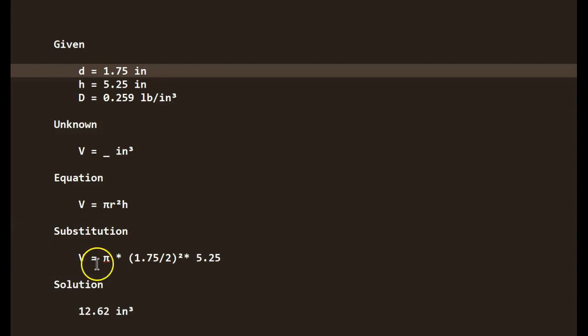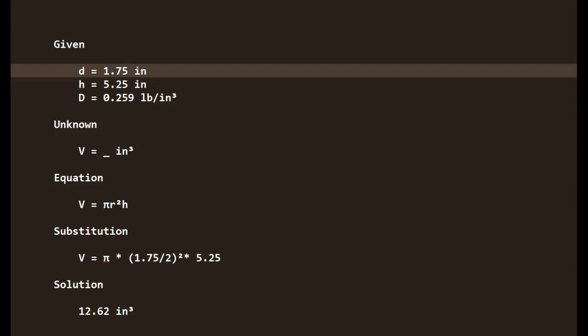So this substitution is literally what you put into the calculator. So I'm going to take pi times 1.75 divided by 2, which is equal to the radius, and square that number times 5.25, which is the height, and then I write down my answer with appropriate units. So 12.62 cubic inches. That's how you use G.U.E.S.S to solve a problem. It should look like this.